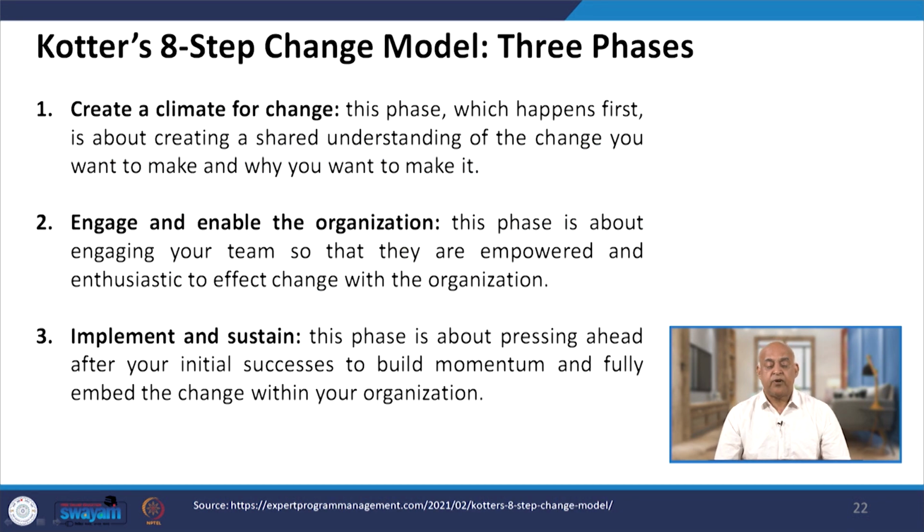Kotter's 8-step change model has 3 phases. The first, create a climate for change, is about creating a shared understanding of the change you want to make and why you want to make it. The second, engage and enable the organization, is about engaging your team so that they are empowered and enthusiastic to effect the change within the organization. The third, implement and sustain, is about pressing ahead after your initial successes to build momentum and fully embed the change within your organization.